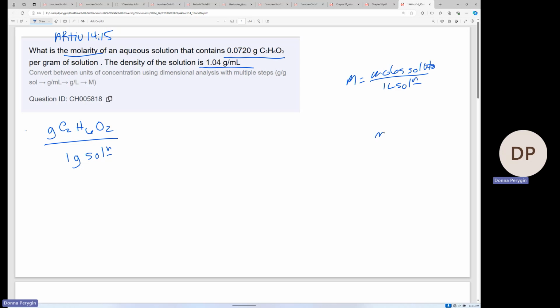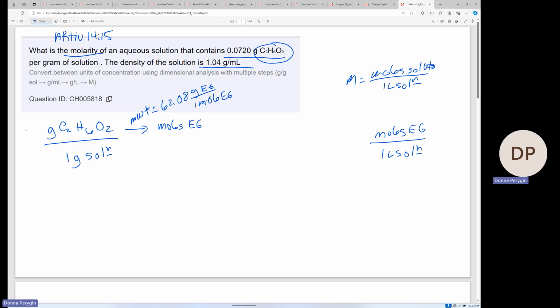And so we need to convert that to moles of ethylene glycol per liter of solution. But we're starting with grams of ethylene glycol per gram of solution. So we'll need to convert our grams of ethylene glycol to moles of ethylene glycol. And we do that through the molecular weight of ethylene glycol. And we can get that from the periodic table. Remember, the molecular weight is 2 times carbon plus 6 times hydrogen plus 2 times oxygen. And if you calculate that, we get 62.08 grams of ethylene glycol per mole of ethylene glycol.